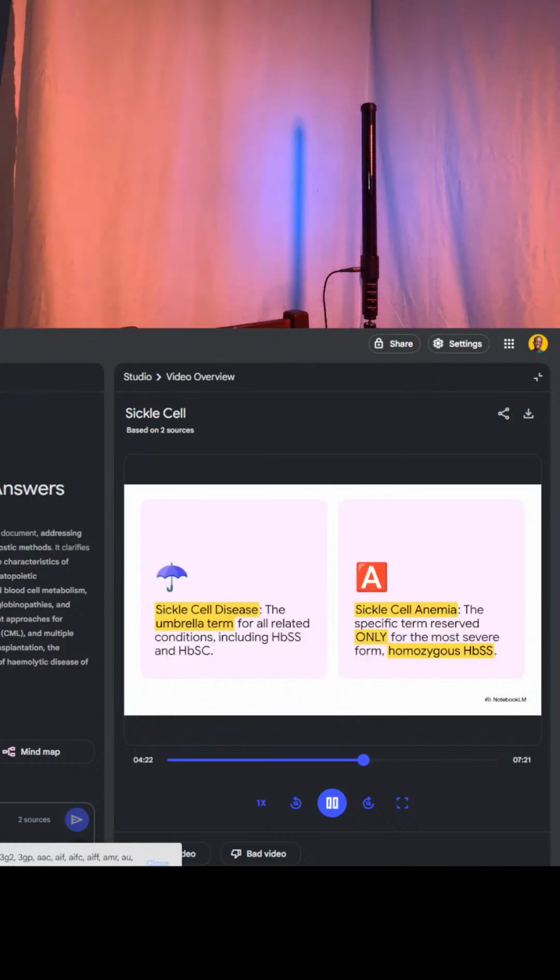Okay, before we go any further, it's really important to clarify some terms here because it can get confusing. Sickle cell disease is the big umbrella term for all the related conditions. But sickle cell anemia refers specifically to the most severe form, where a person inherits the sickle cell gene from both parents. It's a really key distinction.